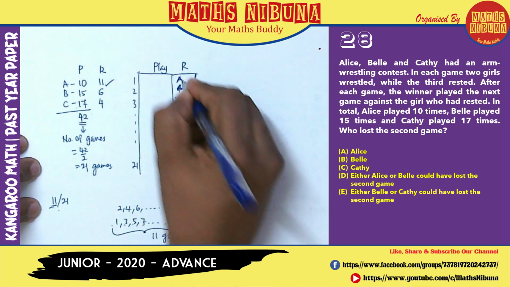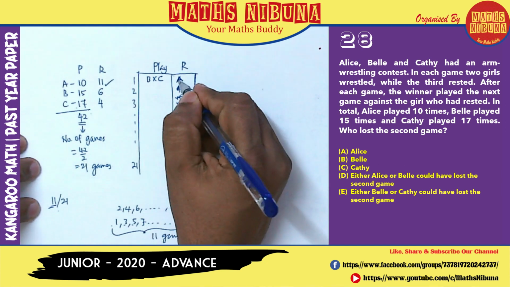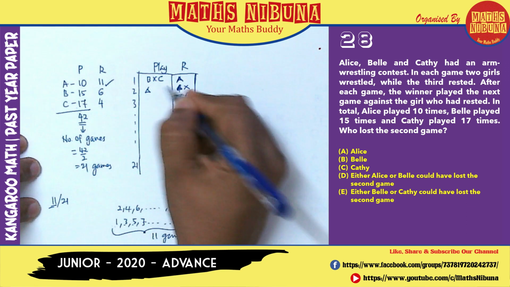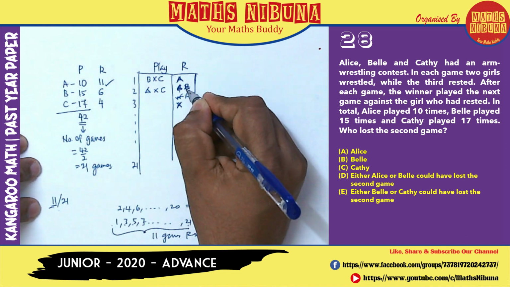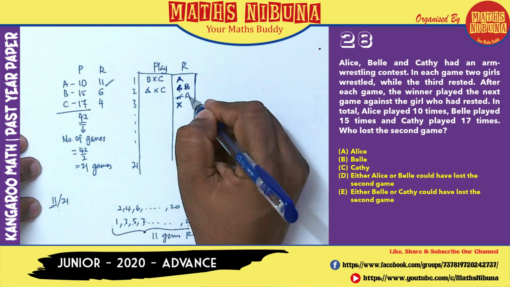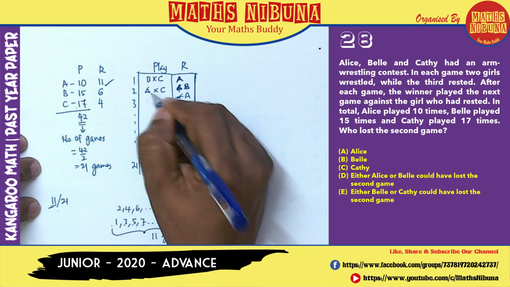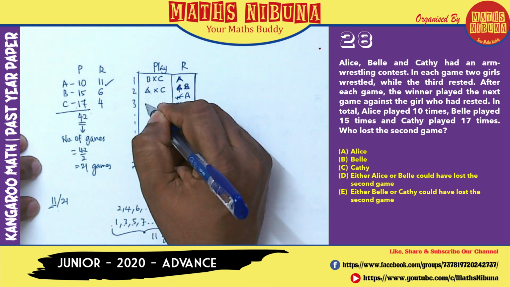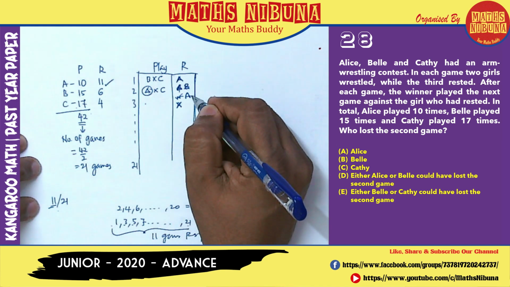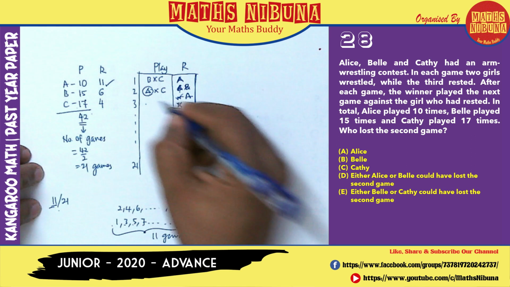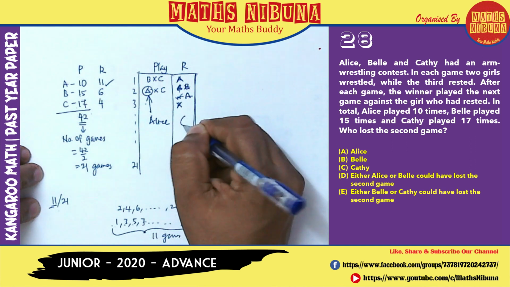So if she rests at the first game, that means B will play against C. Second game she has to go inside to play. She can play either B or C. Let's say she plays C, then B will go out. And in order to rest at the third game, in the second game she must lose. If she wins, she will remain. So in the second game Alice must lose, so that Alice can rest at the third game. The question asks who lost the second game. So Alice is the one who lost the second game. So the answer is A.